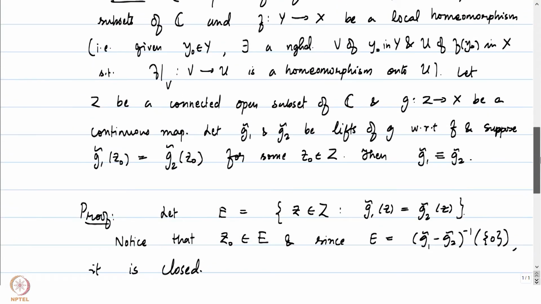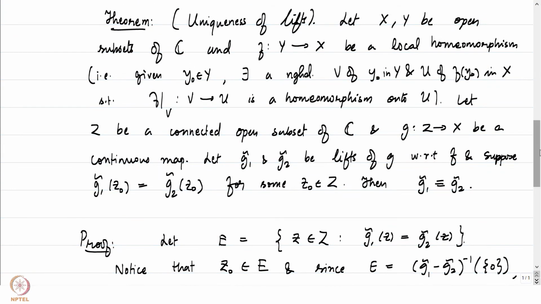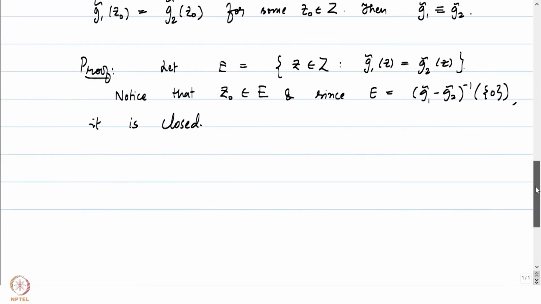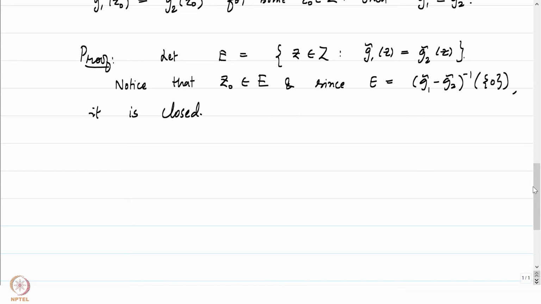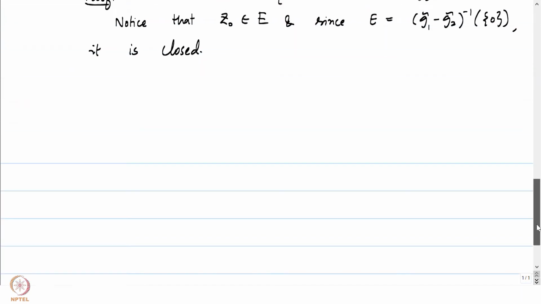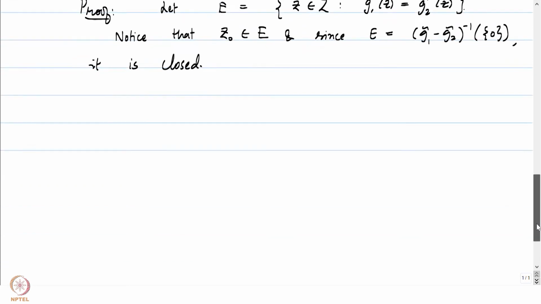Remember that we have put a condition of connectedness on the set Z, which we are going to use very crucially here. If we manage to show that our set E is an open set as well, then what we would have obtained is a separation of Z, which is non-empty. The point Z0 belonging to E ensures that it's non-empty, and the fact that it is both open and closed will tell us that it is a separation unless it's the entire set, and therefore it will be forced that E is equal to Z, thereby proving our result.